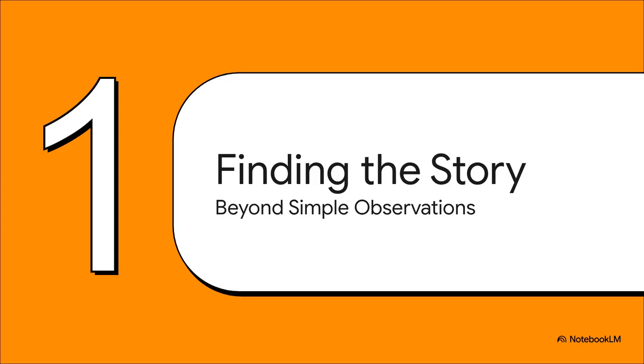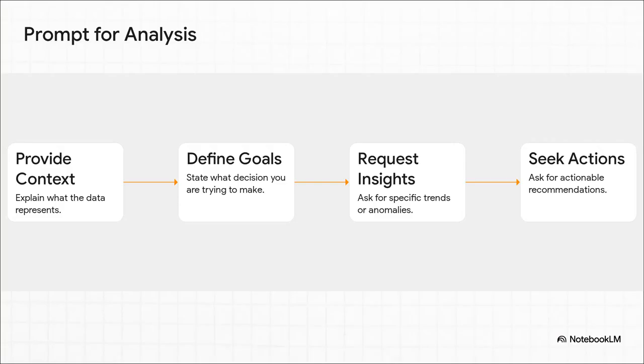Okay, first up, finding the story. Look, this is all about getting past those simple surface-level metrics, like open rates or click-throughs. The real magic happens when you ask AI the right questions. It can basically become your personal data analyst, digging deep to find the patterns that show you what's actually going on. And this is the secret sauce, right here.